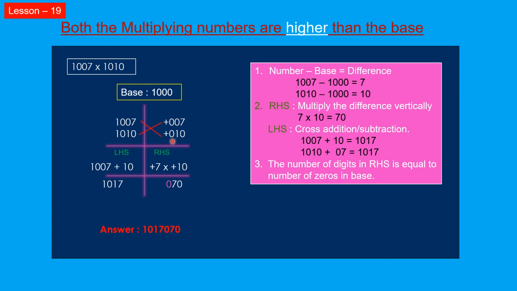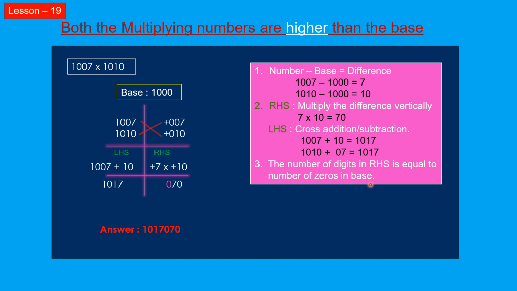Second step, you get your answer in two parts, RHS and LHS. So what you do on RHS is you multiply the difference vertically. So this is the difference we wrote here, right? So 7 times 10 is 70. So in RHS, you write 70 here. In LHS, what you do? You do cross addition. 1007 plus 10 is 1017, or you do 1010 plus 7 is also 1017, right?